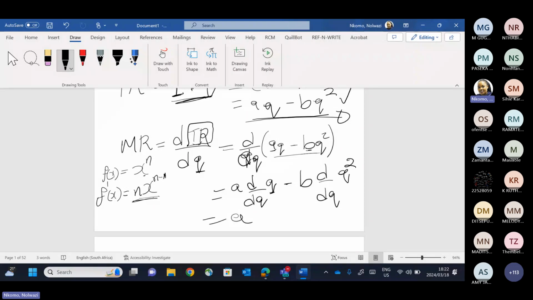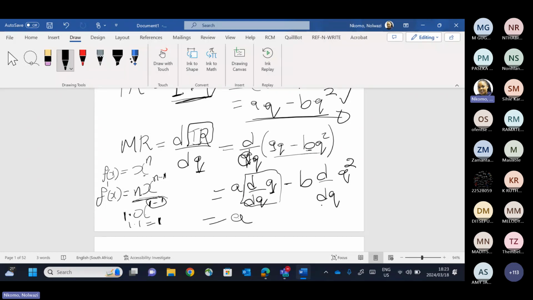You'll have A times 1, which is just A, because if you put 1 here, you'll have 1 times x to the power 1 minus 1. This is 0, and x to the power 0 is 1. So you have 1 times 1, which is 1. That's why we have A times the derivative of this, and we said the derivative of this is 1, so there's no need to write 1. That's why I just said it's A.